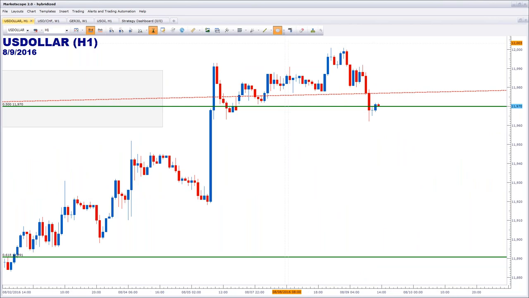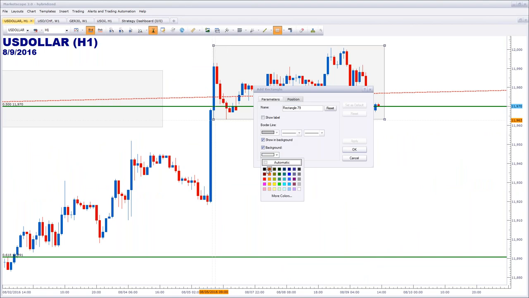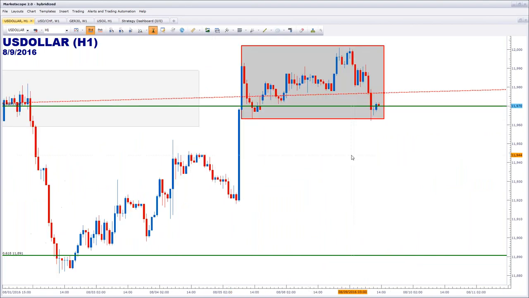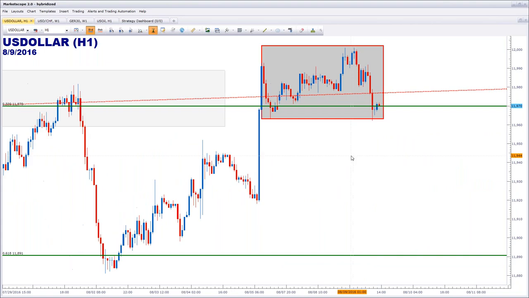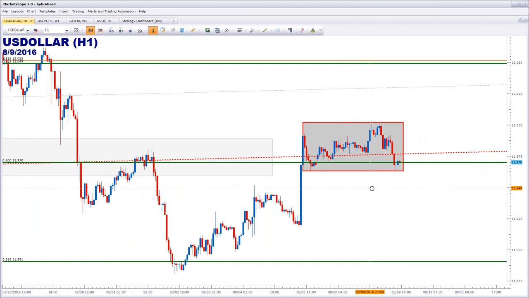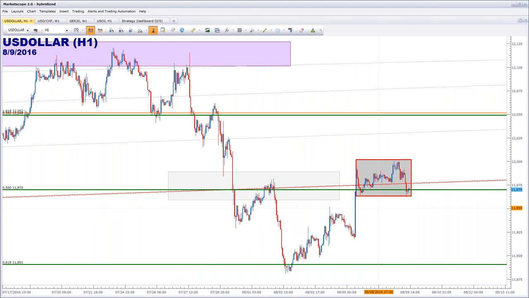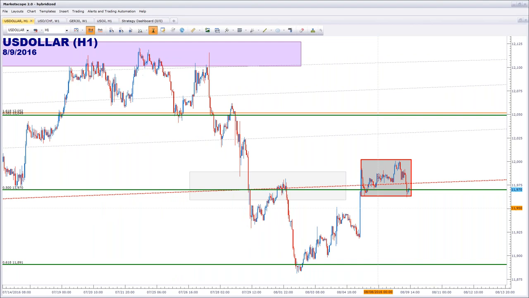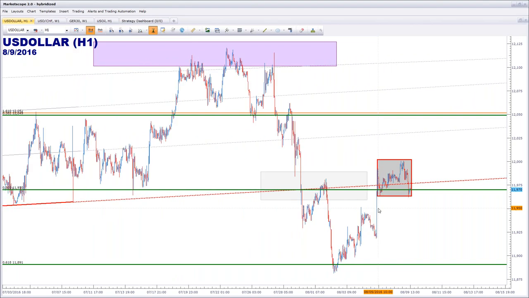Let's go down to the hourly, get a better depiction of that range. There we go. Like right in here. So this thing could really make or break from where we're at now, and even without the prospect of an actual rate hike coming out of the Fed anytime soon.